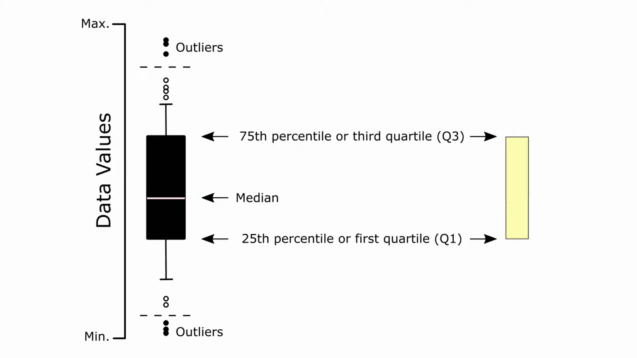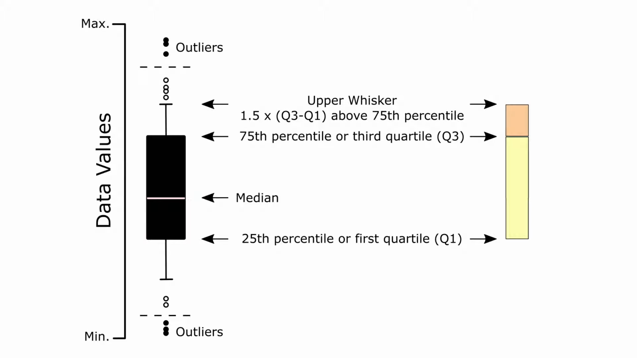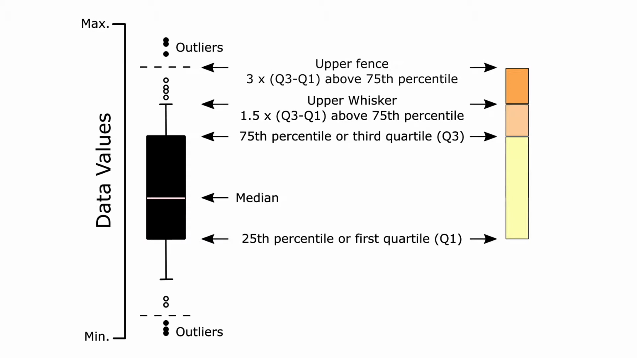Cells with values between the first quartile and the third quartile, that is, in the interquartile range, are colored in light yellow. Cells with values above the third quartile and below the upper whisker are colored in light orange. Cells with values above the upper whisker and below the upper fence are colored in orange. Cells with values above the upper fence are colored in red, highlighting the upper outliers.